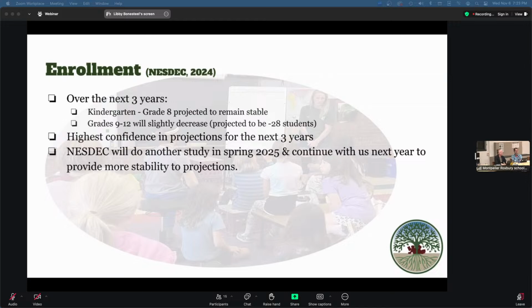They're gonna come in because we're new to NESDEC. They're gonna come in at the spring to see what our numbers are in the spring. And then they'll do a projection for us next year as well. It's a relatively small cost for really good information.